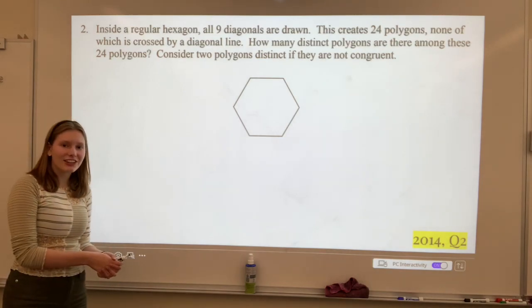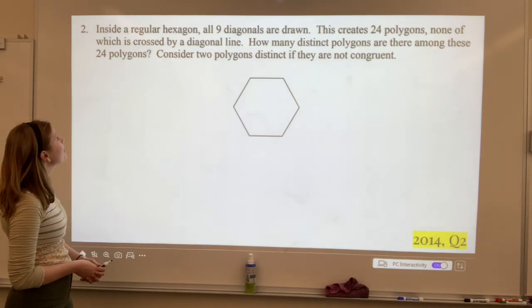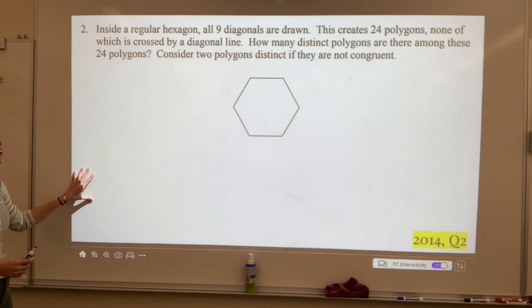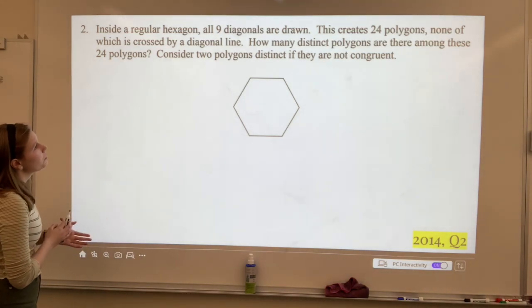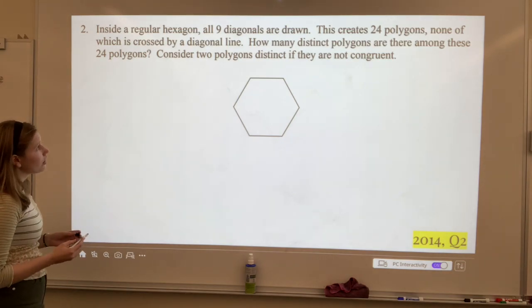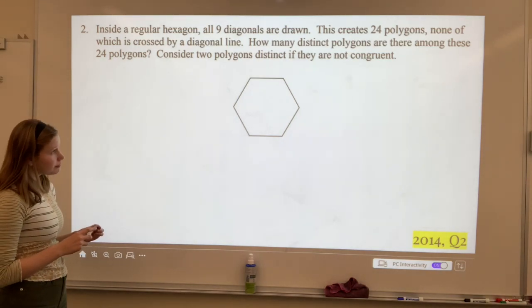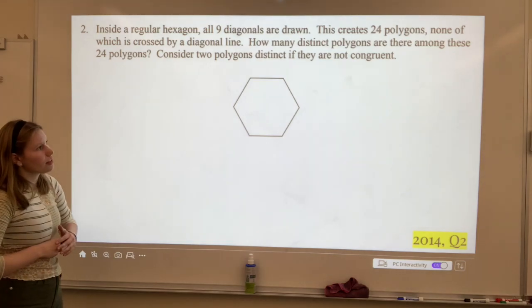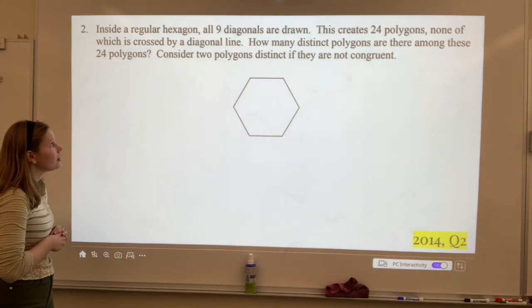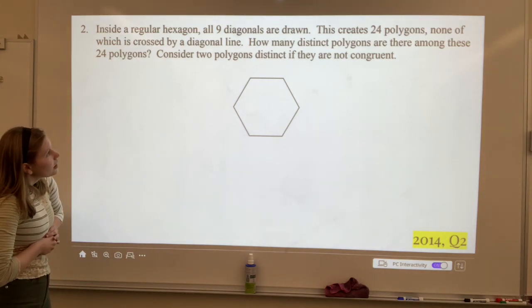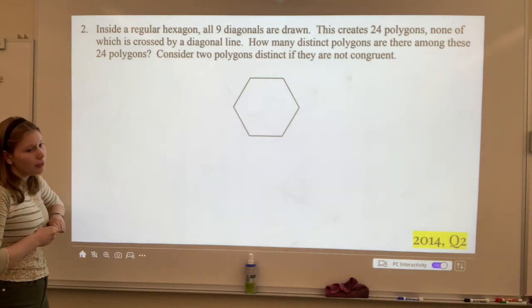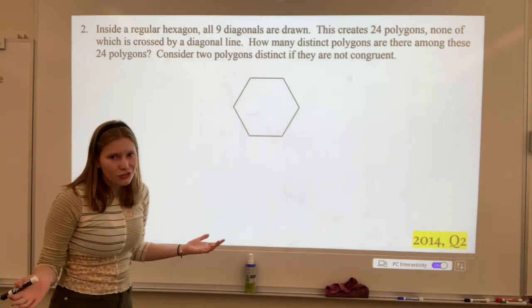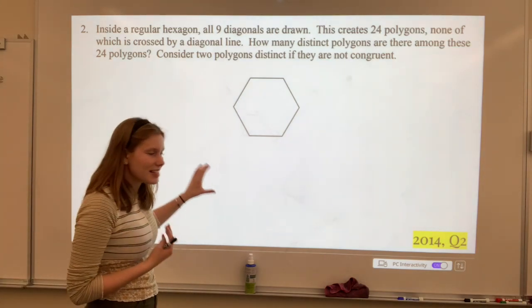Okay, here's our last 4-pointer of the video. Inside a regular hexagon, all 9 diagonals are drawn. This creates 24 polygons, none of which is crossed by a diagonal line. How many distinct polygons are there among these 24 polygons? Consider 2 polygons distinct if they are not congruent. Okay, so this one, considering it's a 4-pointer, is actually a surprisingly easy problem.